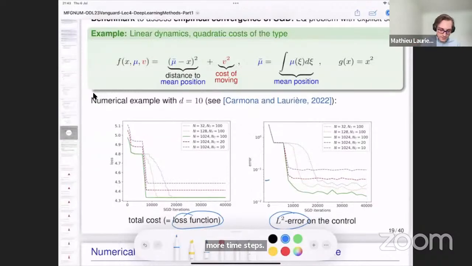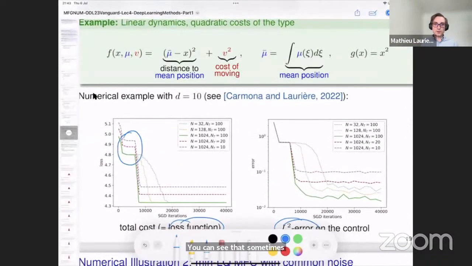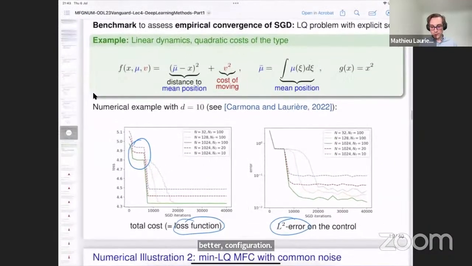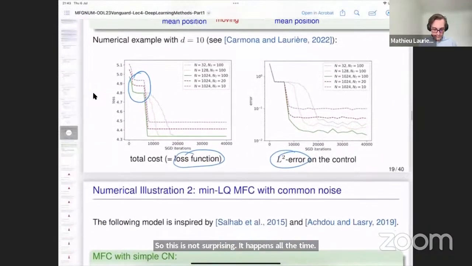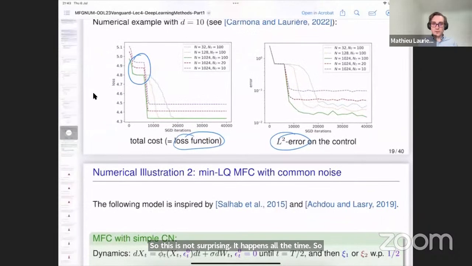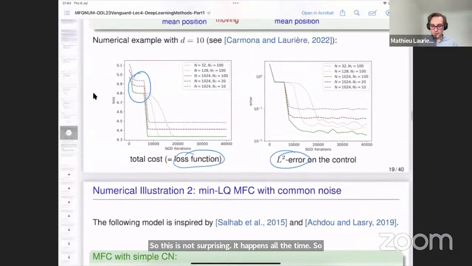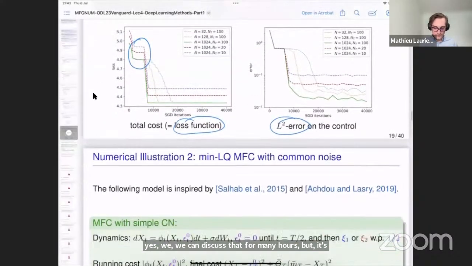You can see that sometimes the loss is kind of stuck. So you see a plateau for a few thousands of iterations, and then suddenly the neural networks find a much better configuration. So this is not surprising. It happens all the time. So yes, we can discuss that for many hours, but it's a phenomenon with neural networks.